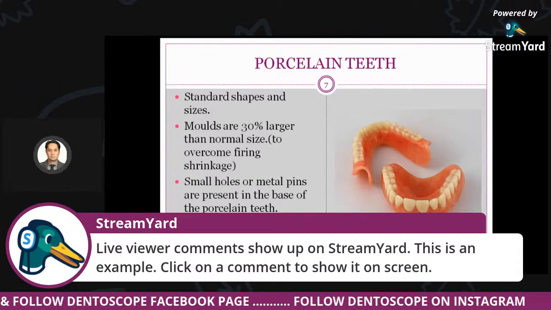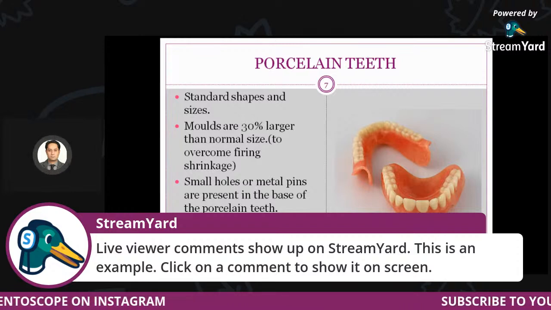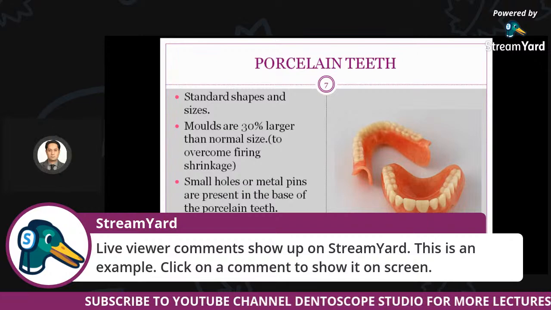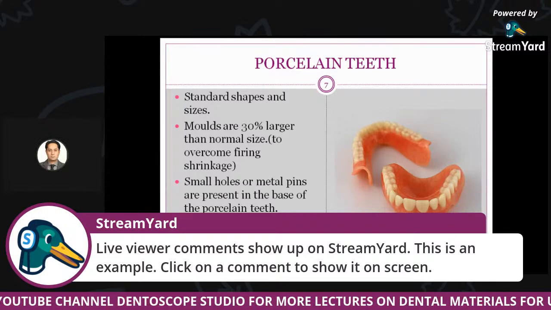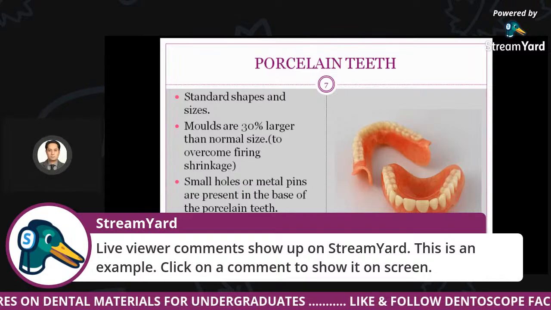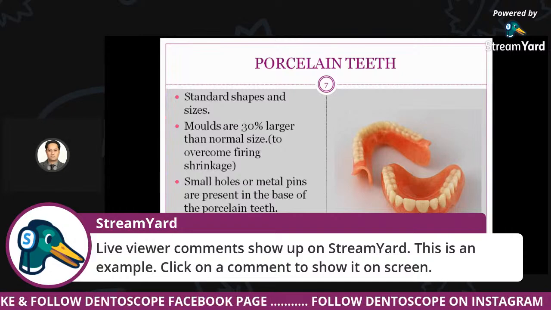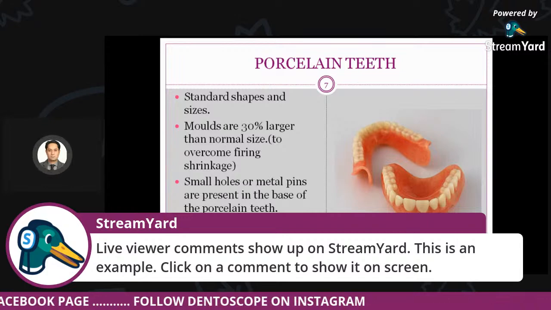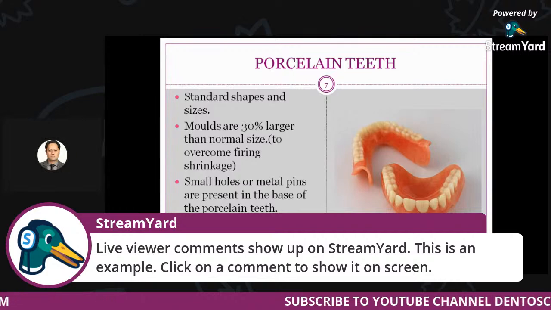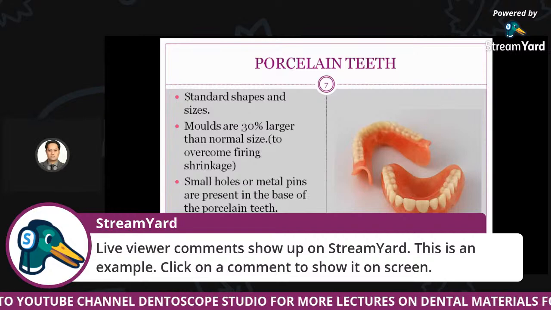Now, moving towards the process, they also have molds for the fabrication of porcelain artificial teeth, just like the acrylic one. But the molds of the porcelain teeth are 30% larger in size as compared to the normal size that the patient has. Why is it so? Because if you have some concept about ceramics, you will understand it much more easily. Ceramics undergo a process which is known as firing of porcelain, and after the firing procedure, there is a shrinkage, which is called the firing shrinkage.